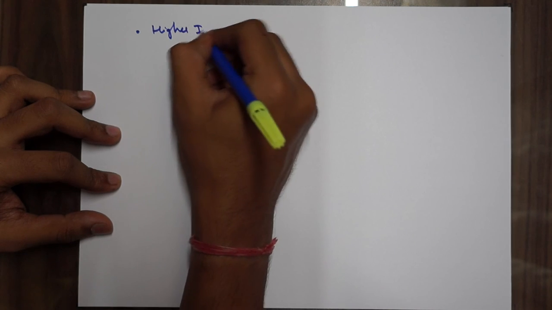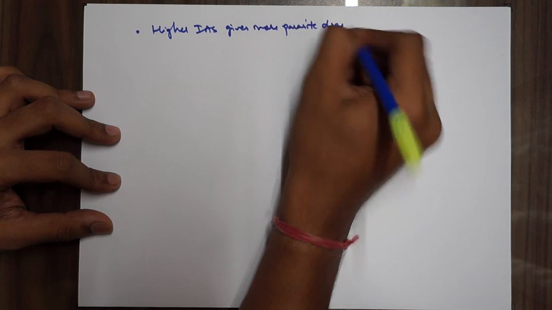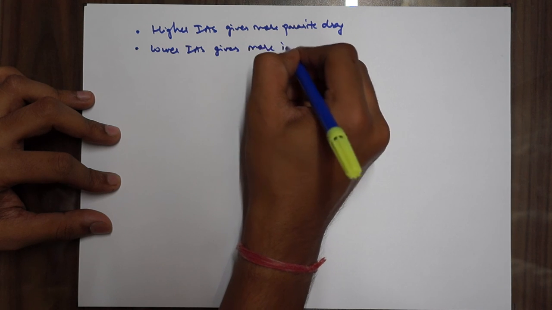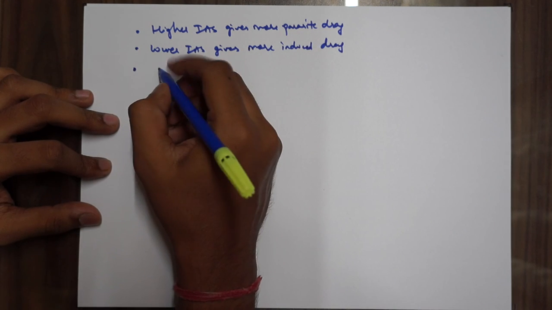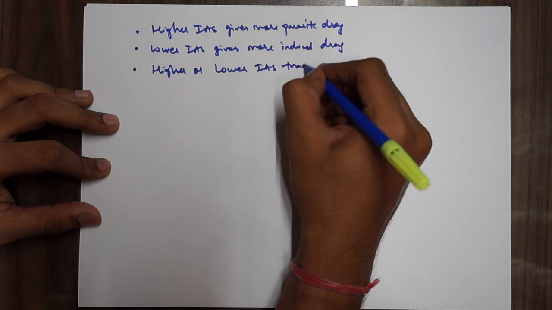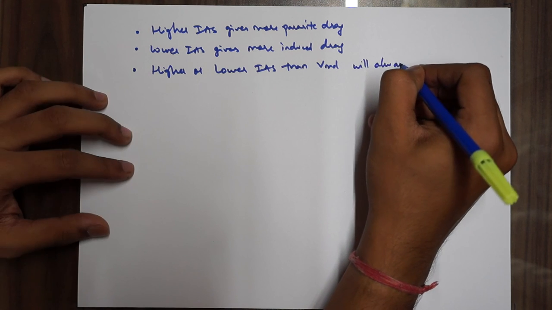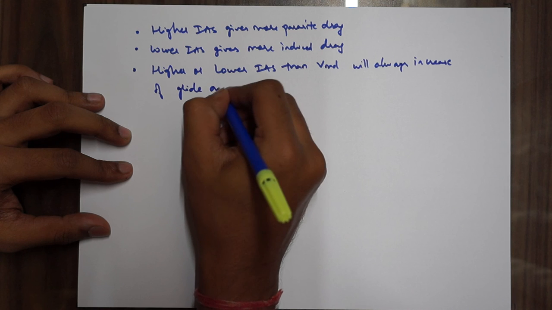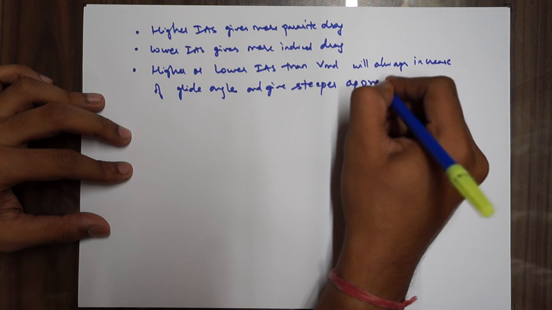Higher IAS gives more parasite drag. This I've explained in the drag chapter. Lower IAS gives more induced drag. Now, an important point here: higher or lower IAS than VMD, the same thing I discussed in the drag chapter, will always increase your glide angle and give a steeper approach.